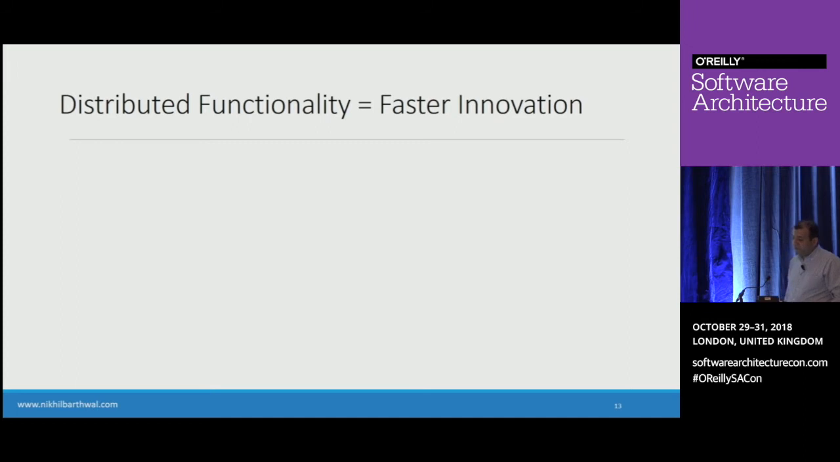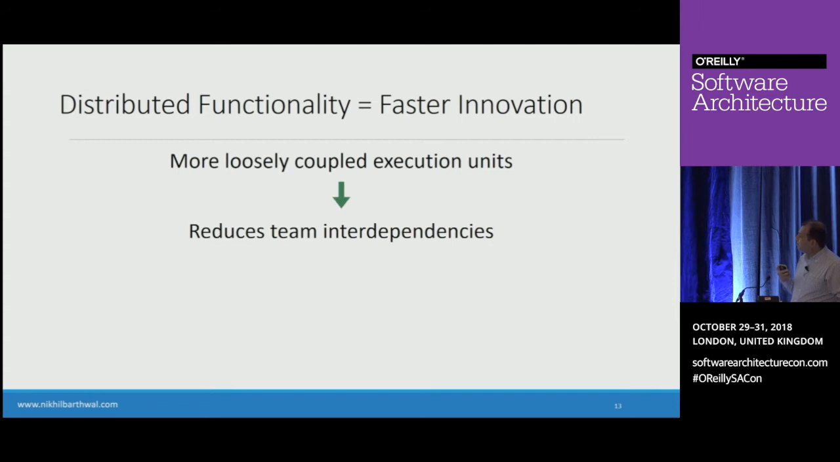What happens is when you have more loosely coupled execution units, it reduces the team interdependencies. The reason is, let's say I am depending on a service, team A depends on team B, maybe a good example. And if I have to deploy a new service as team A and I'm so dependent on team B, then I have to synchronize with them, right? Imagine in this scenario you have 100 teams, all interdependent. You have a lot of dependency on other teams. You have to synchronize your deployment with them.